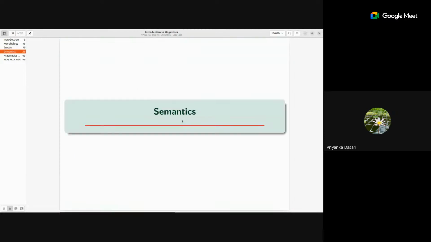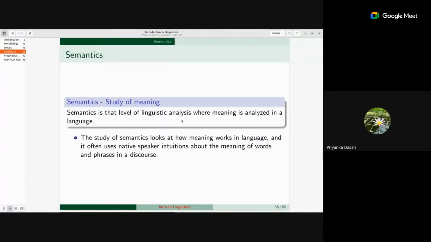So the next level of analysis is semantics. Semantics is the study of meaning.